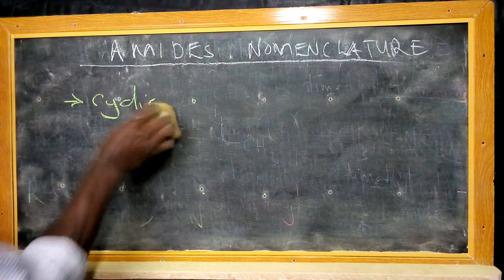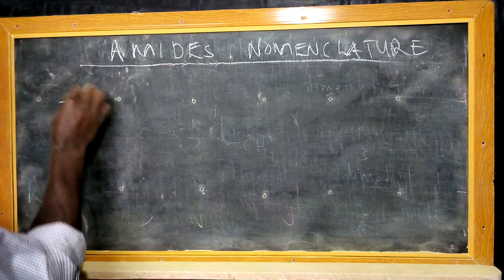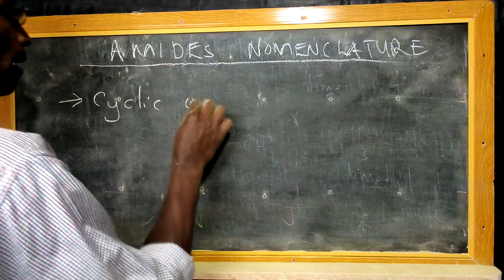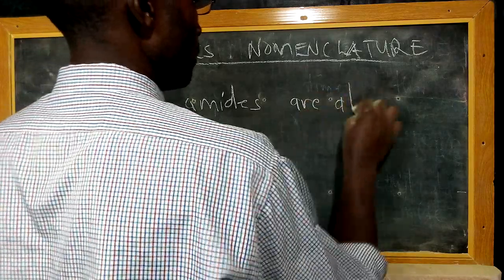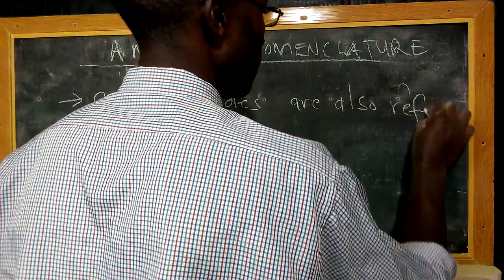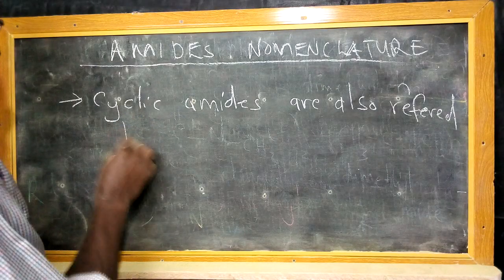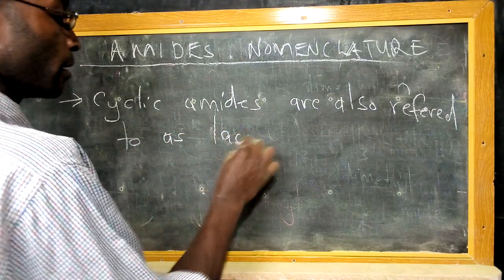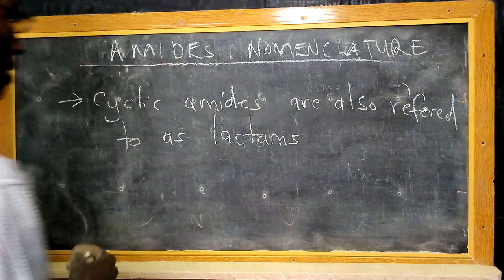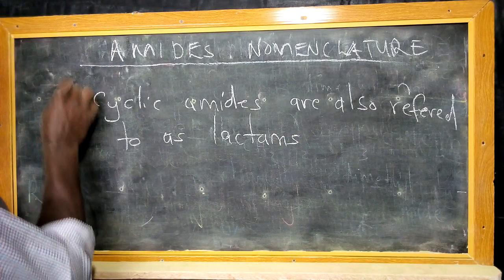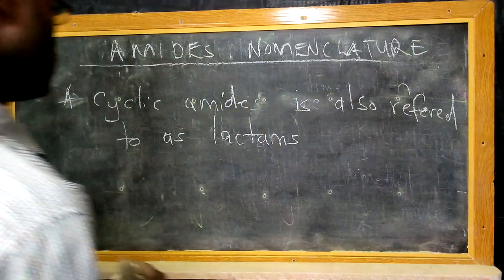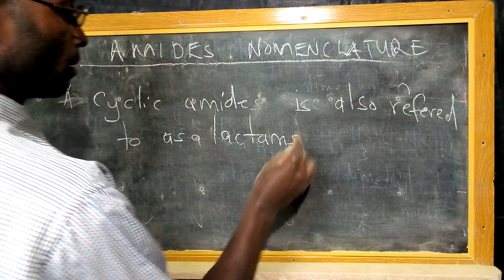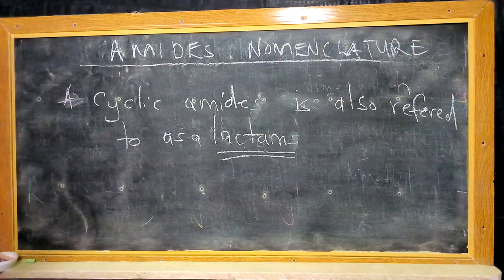So cyclic amides are also referred to as lactams, or just a cyclic amide. A cyclic amide is also referred to as a lactam. So that term, if we come across it, we shall remember.